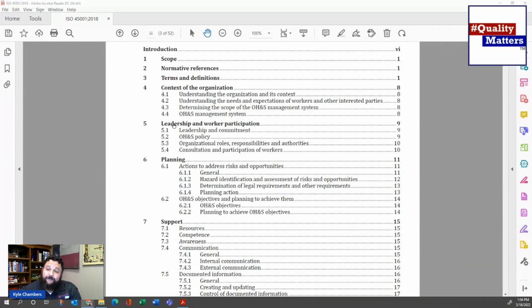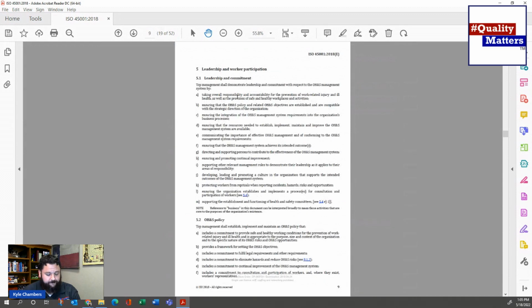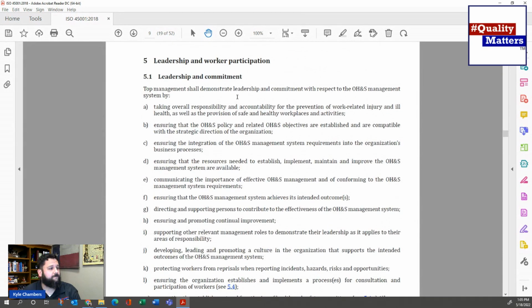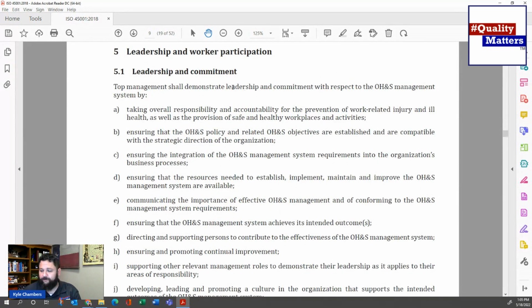Clause 5, leadership and worker participation. This is where we're going to be camping out for about the next 10 minutes. So let's take a look here. Let me zoom in a little bit for you, and I'll try not to scroll too terribly much. I know how hard that is to watch on these things. We've got a lot of bullet points here for leadership and commitment.